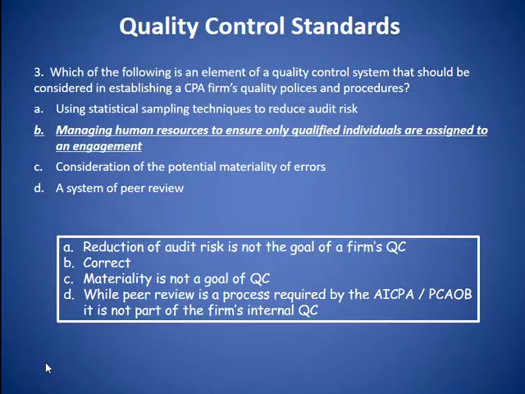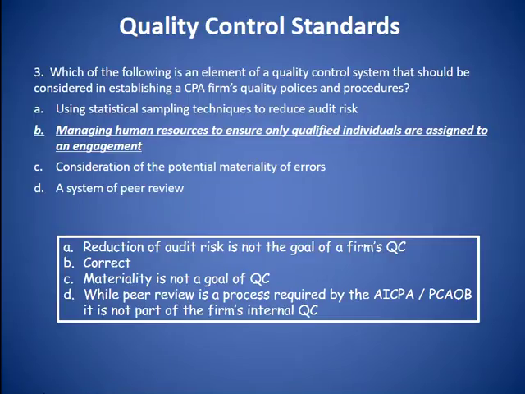Okay, number 3. Which of the following is an element of a quality control system that should be considered in establishing a CPA firm's quality policies and procedures? And the answer is B, managing human resources to ensure only qualified individuals are assigned to the engagement. If we look at A, using statistical sampling techniques to reduce audit risk. Really, reduction of audit risk is not a goal of a firm's quality control. B is the correct answer.